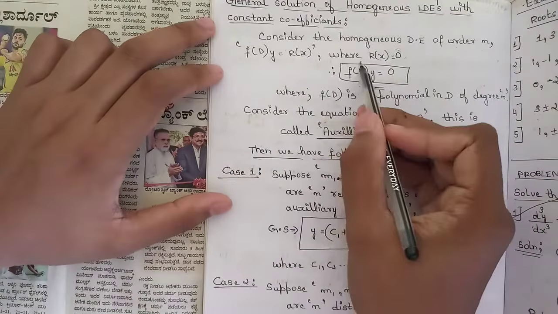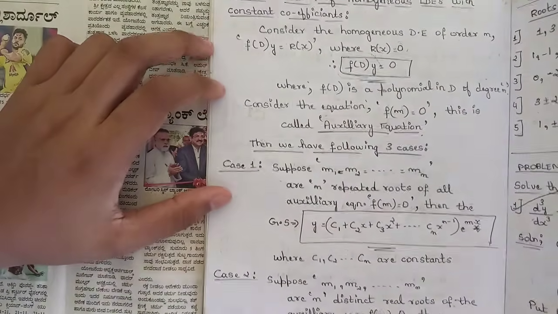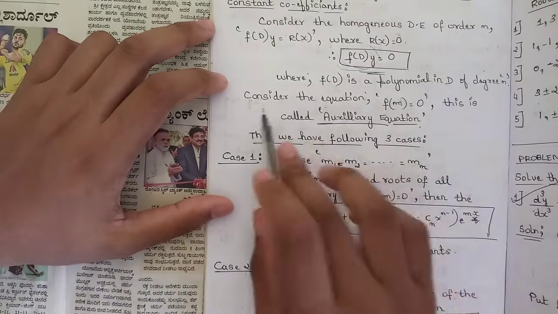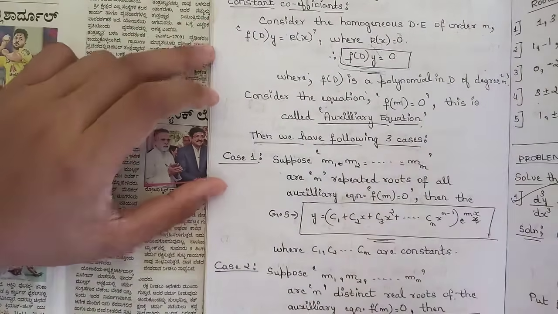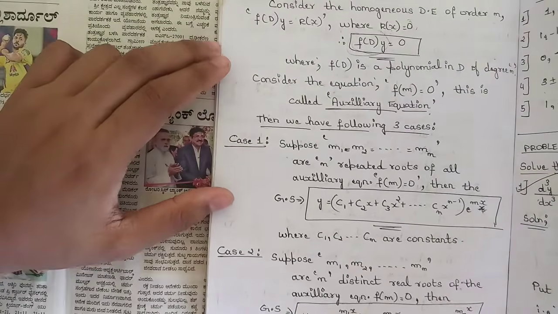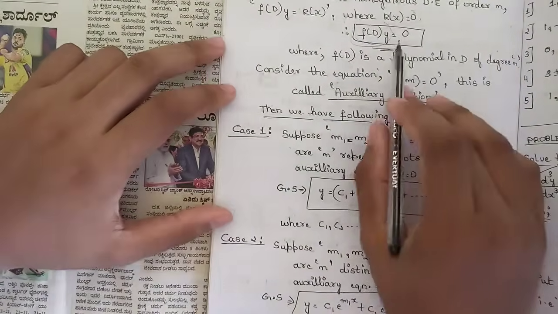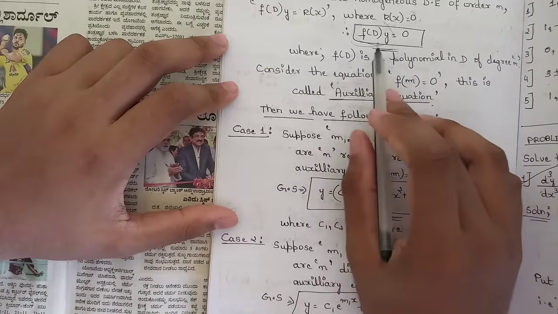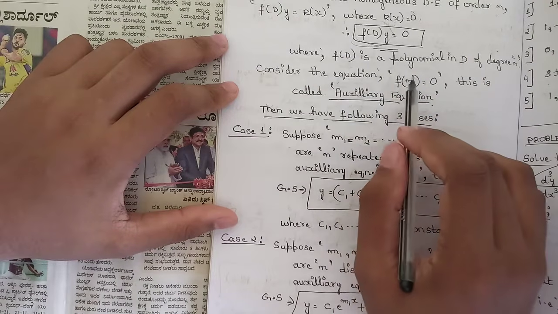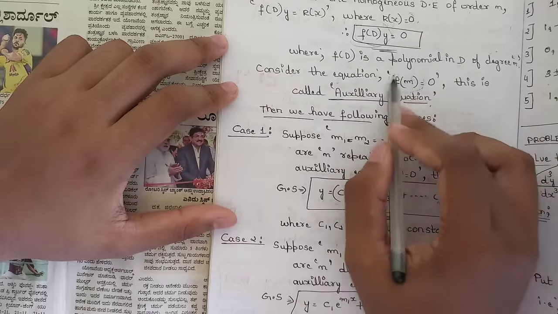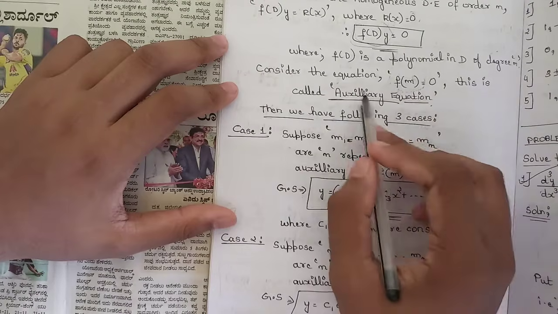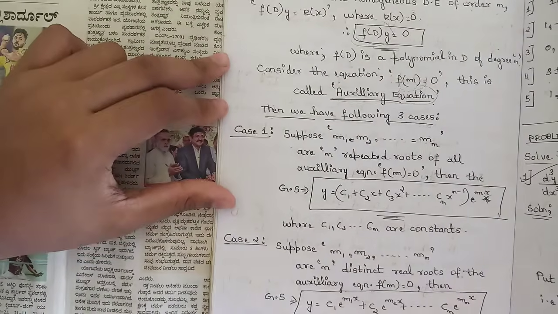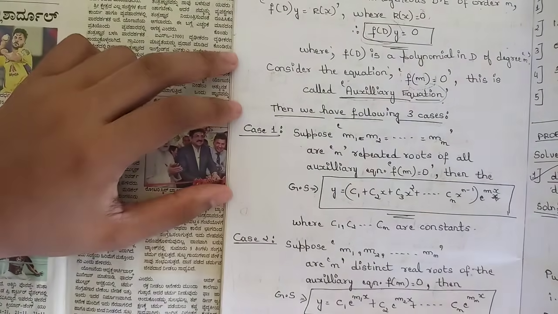Therefore the function f of D is equal to 0, where f of D is a polynomial in D of degree n, and consider the equation f of m equal to 0. The first step is, whenever the function f of D is equal to 0, we replace all the D by m terms, and that f of m is called the auxiliary equation. You will get to know it clearly while doing the problems.